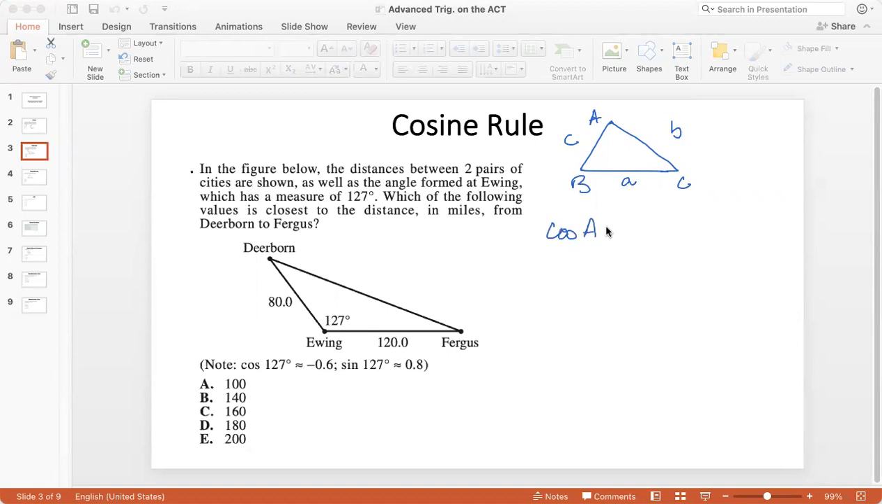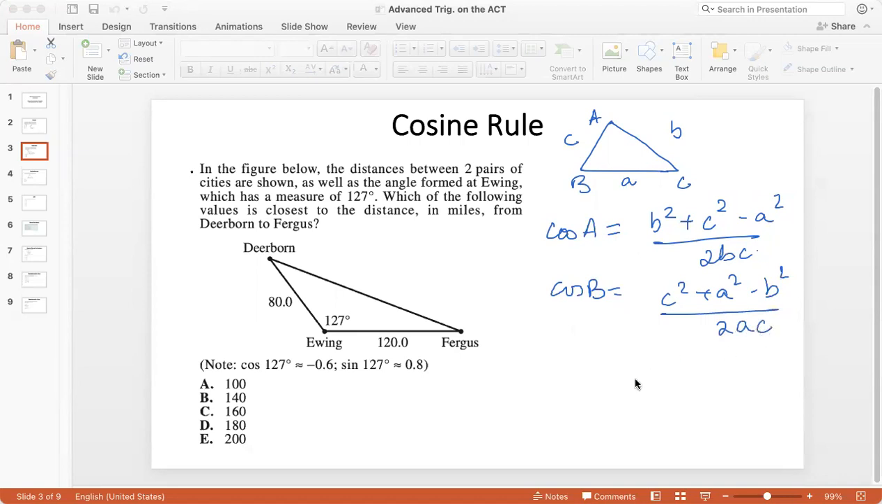So cos of angle A is given by b squared plus c squared minus a squared over 2bc. Cos of angle B is c squared plus a squared minus b squared over 2ac. And cos of angle C is a squared plus b squared minus c squared over 2ab. So it's a pattern that you can see comes from the way cos A, cos B, and cos C are written.